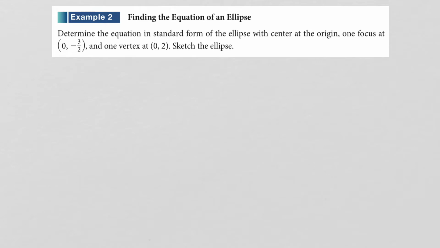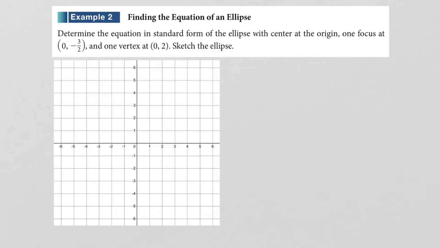Here's another example. Determine the equation in standard form of the ellipse with center at the origin, one focus at the point (0, -3/2), and one vertex at (0, 2), and then sketch the ellipse. I'm actually going to start with sketching the ellipse first. So first, let's take note that the center is at the origin, and it tells us that one vertex is at (0, 2) and one focus is at (0, -3/2), which is right about here.